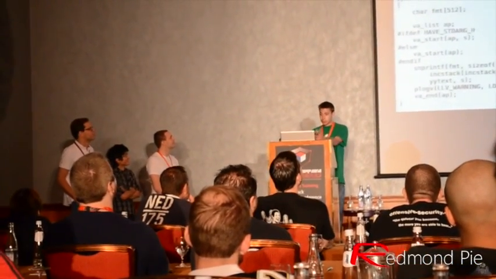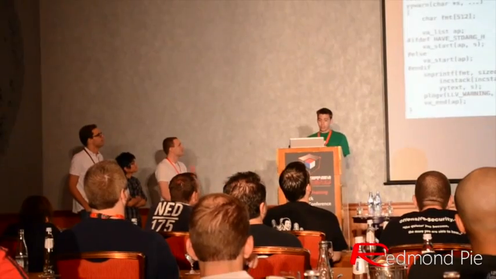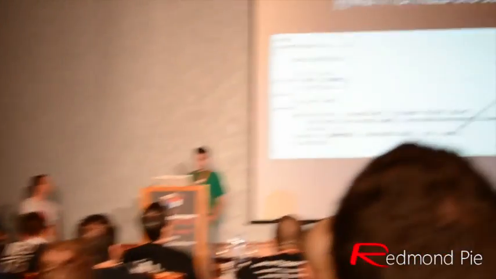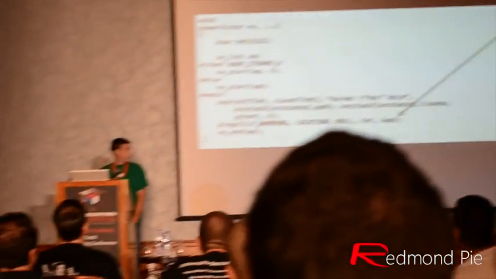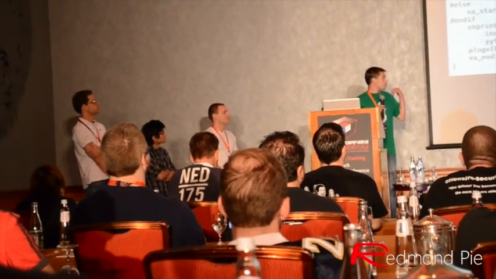Basically, it shows the code of the bug. It was actually in the warning function and error function. So basically, any warnings or errors printed to the log would trigger this format string.